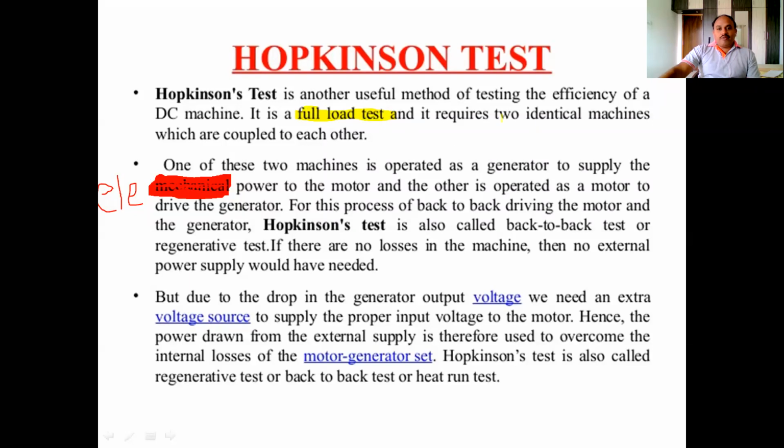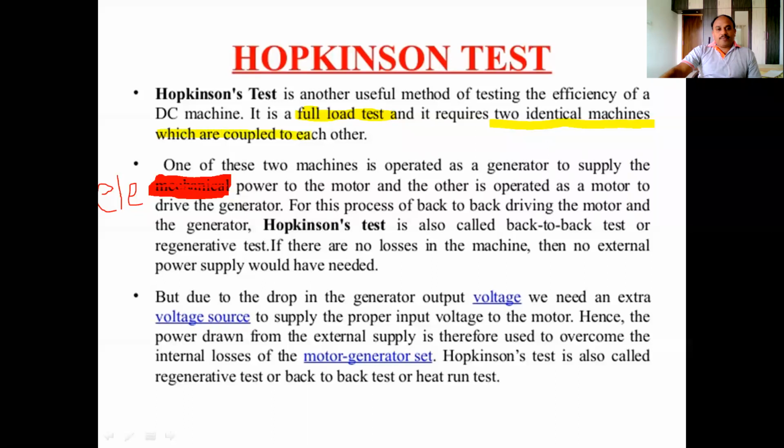A very important point is that in this test we require two identical shunt machines. So the Hopkinson test is conducted on two identical shunt machines. Of these two identical machines, one machine acts as a generator and the second machine acts as a motor. That means this test is conducted on a motor-generator set, which means the generator and motor are coupled to each other.